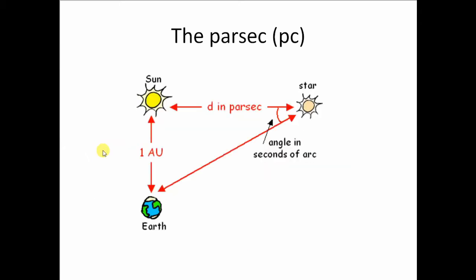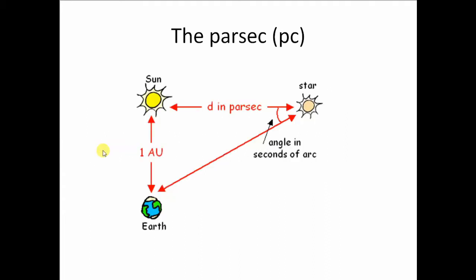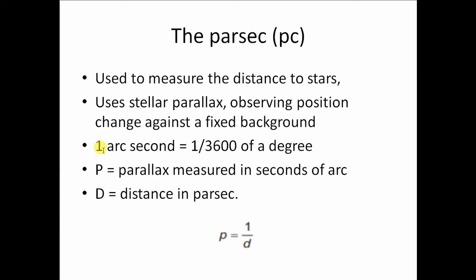P, and then we have a nice equation, where P is the parallax measured in seconds of arc, so the angle is the parallax angle, and D is the distance in parsecs. And this allows us, when we measure the parallax angle, to work out the distance in parsecs, basically the distance from the Sun to that star. But when we talk about that distance, whether from the Sun or Earth, it doesn't really matter.